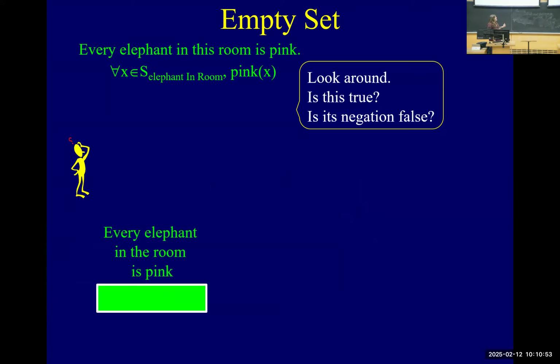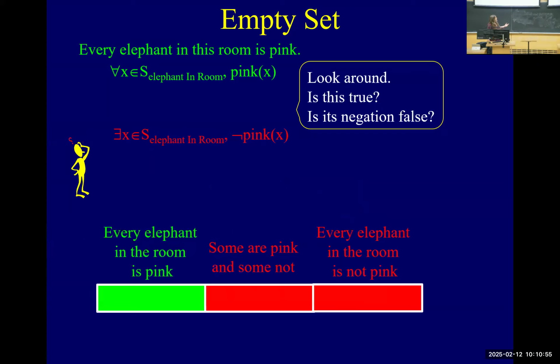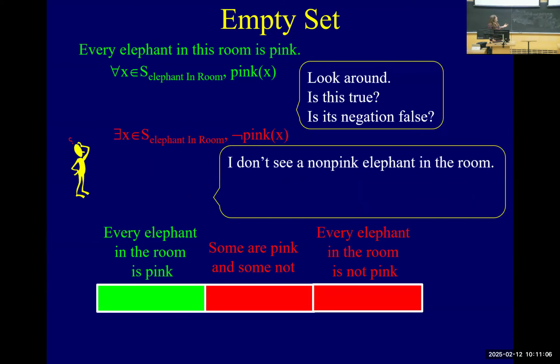Every elephant in the room is pink. Some are pink and some are not. Every elephant's not pink. I don't know where we're going here. I don't see any pink elephants in the room, right? So this statement is false. There definitely doesn't exist an elephant in this room that's not pink. That's definitely false. And so we need to make the other true. Everybody good with that?